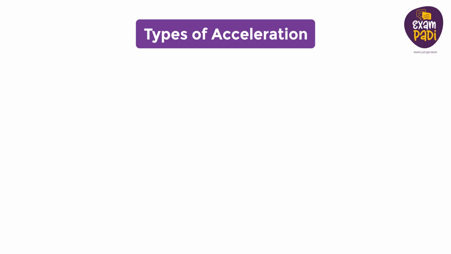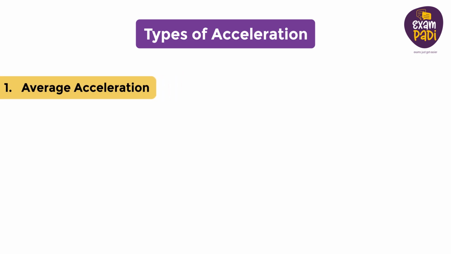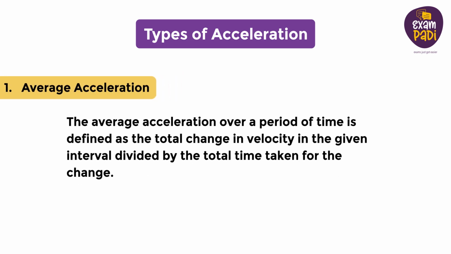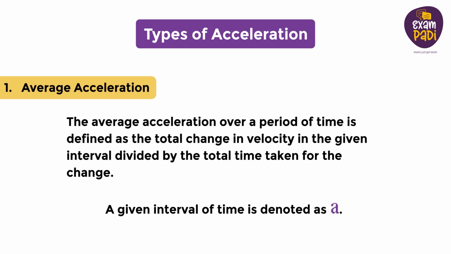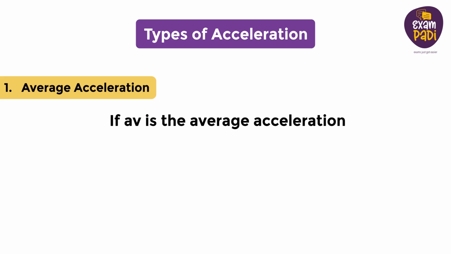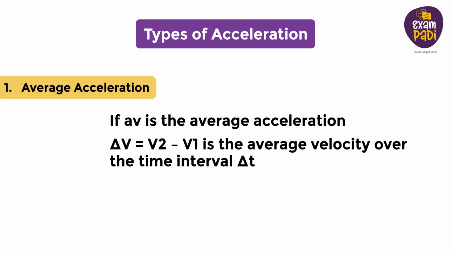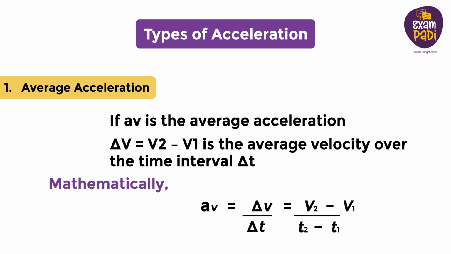What are the types of acceleration? Number 1, average acceleration. The average acceleration over a period of time is defined as the total change in velocity in the given interval divided by the total time taken for the change. For a given interval of time, it is denoted as A_V. If A_V is the average acceleration and change in V equals velocity 2 minus velocity 1 over the time interval change in T, then mathematically A_V equals change in V over change in T equals (V2 minus V1) over (T2 minus T1).